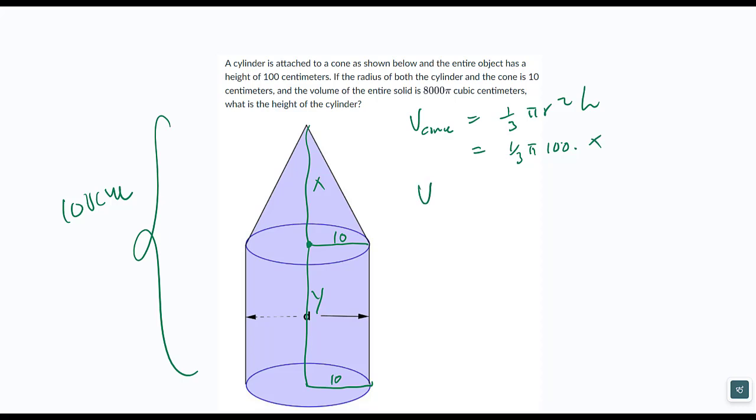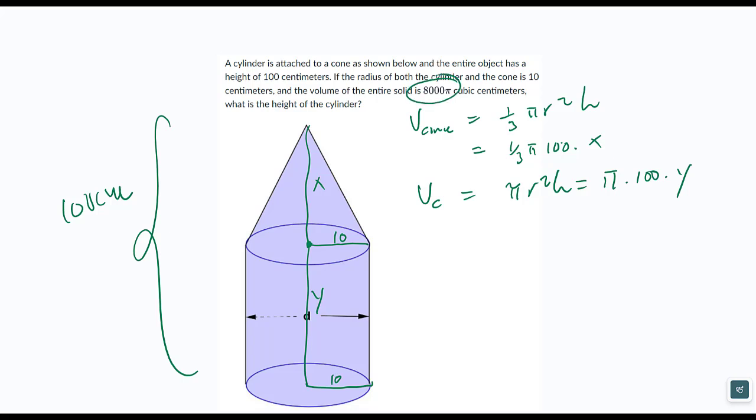Then we need the volume of the cylinder. Let me just call that VC. The volume of the cylinder is pi r squared times the height. So this is simply pi times 100 again times the height, which is y. That's the volume of the cylinder. Now we know the total volume was given to be 8,000 pi.